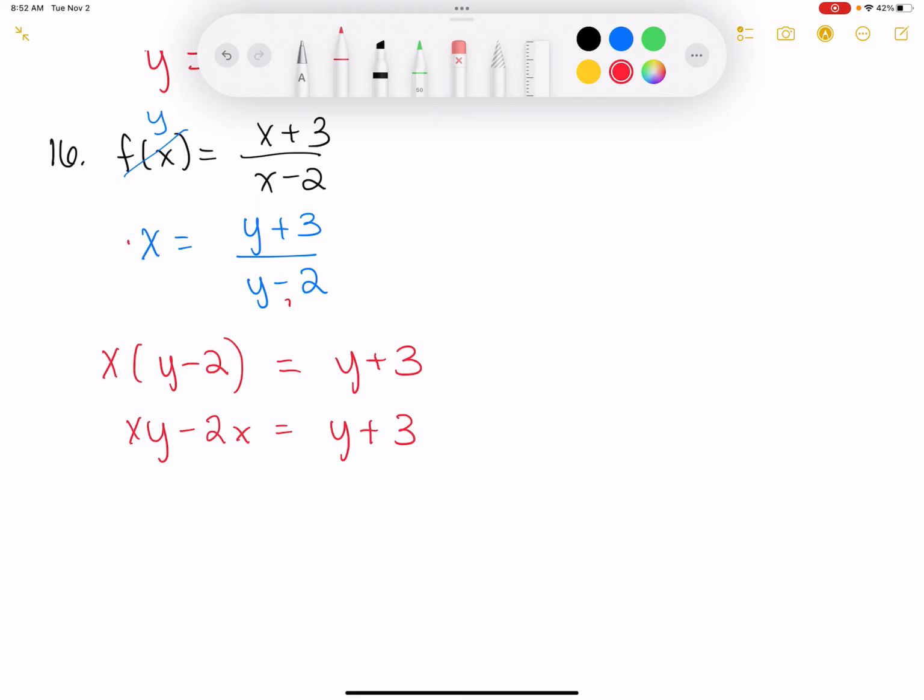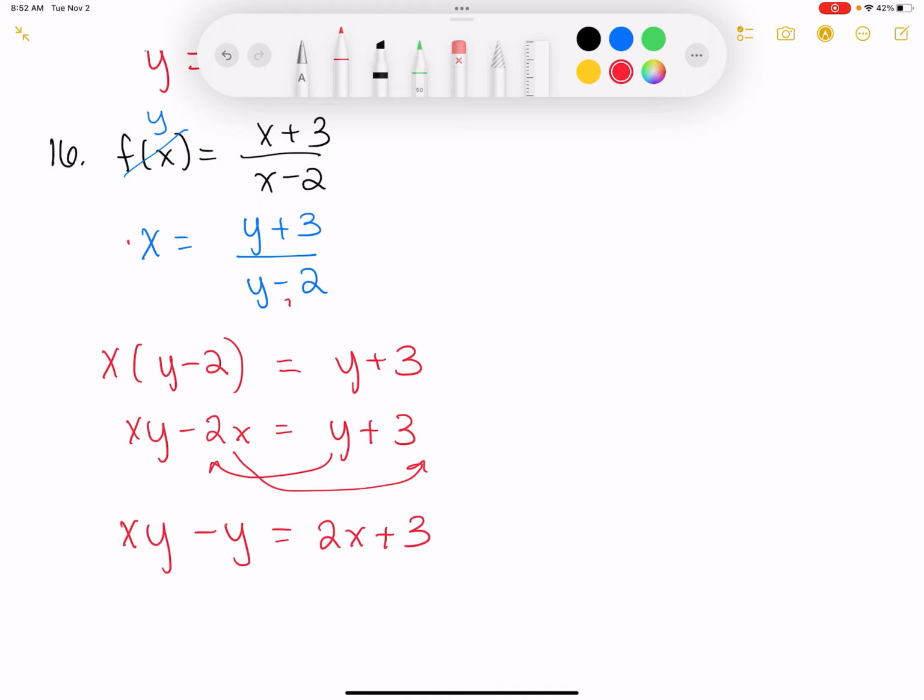See how I have two y's, one on each side? I need to get them together, and I need to get anything without a y together. So I need my 3 and my negative 2x together, and then I need my xy and my y together. So I'm going to move this over here and this over here. So I'm going to have xy minus y is equal to 2x plus 3.